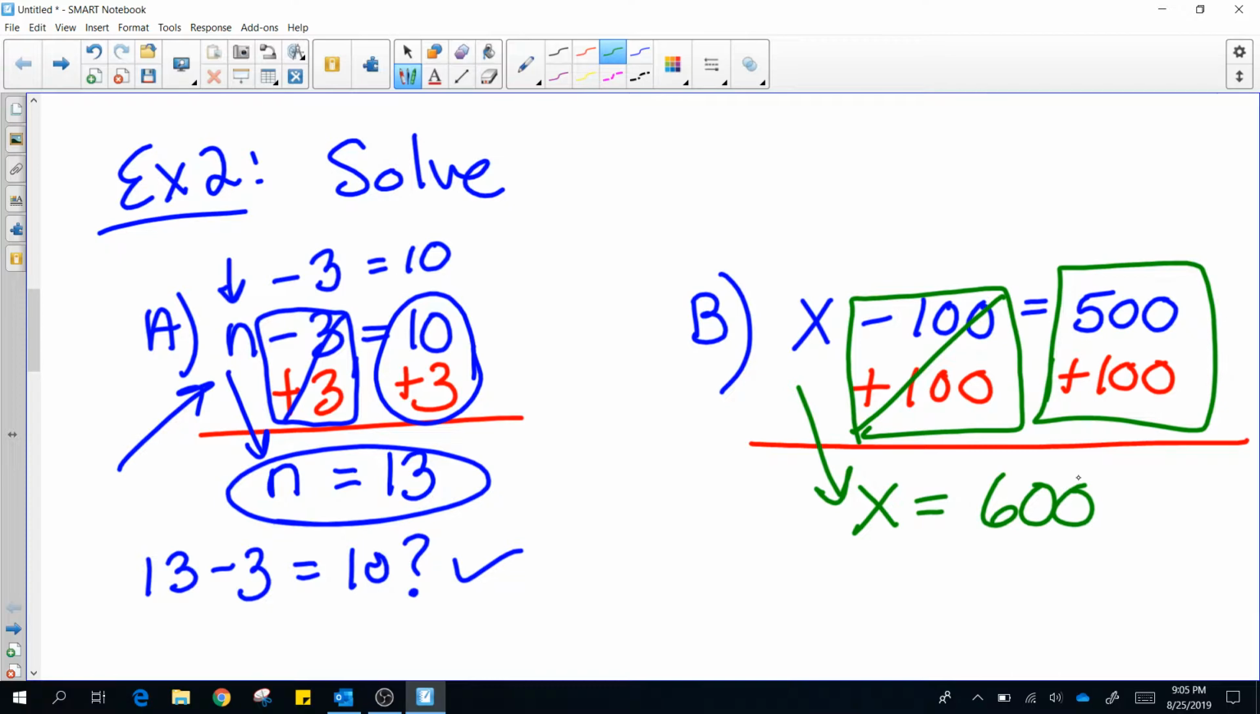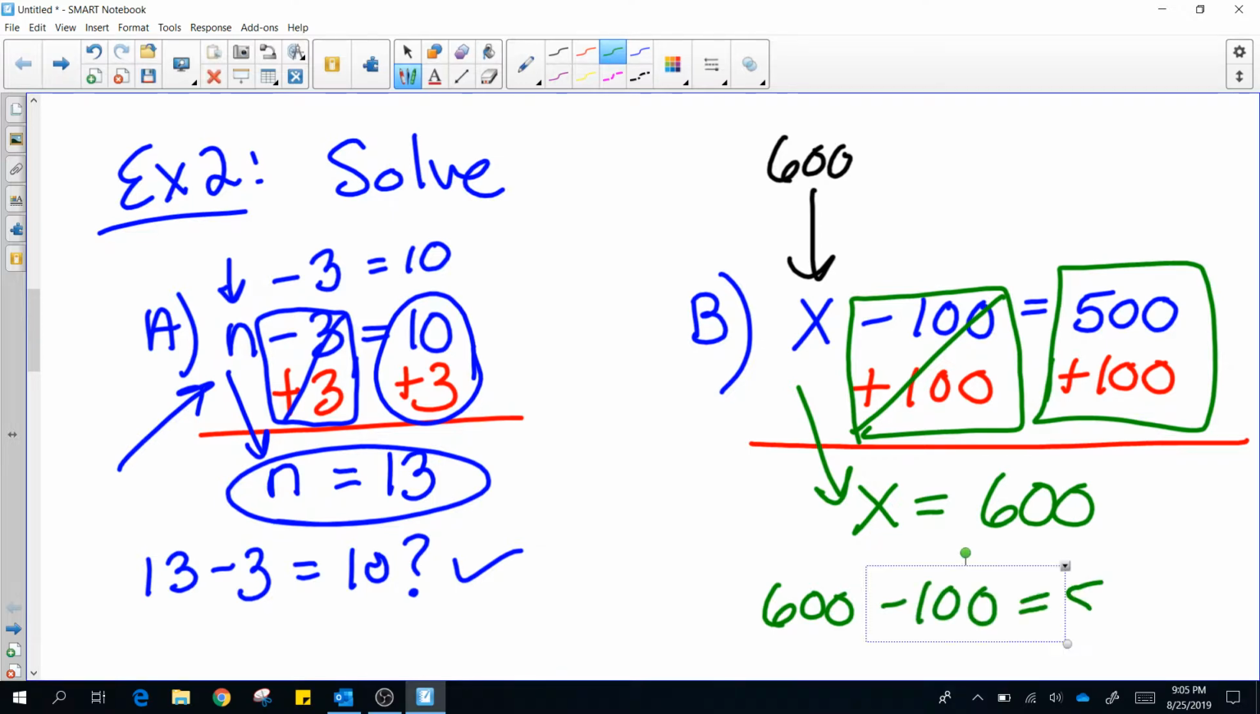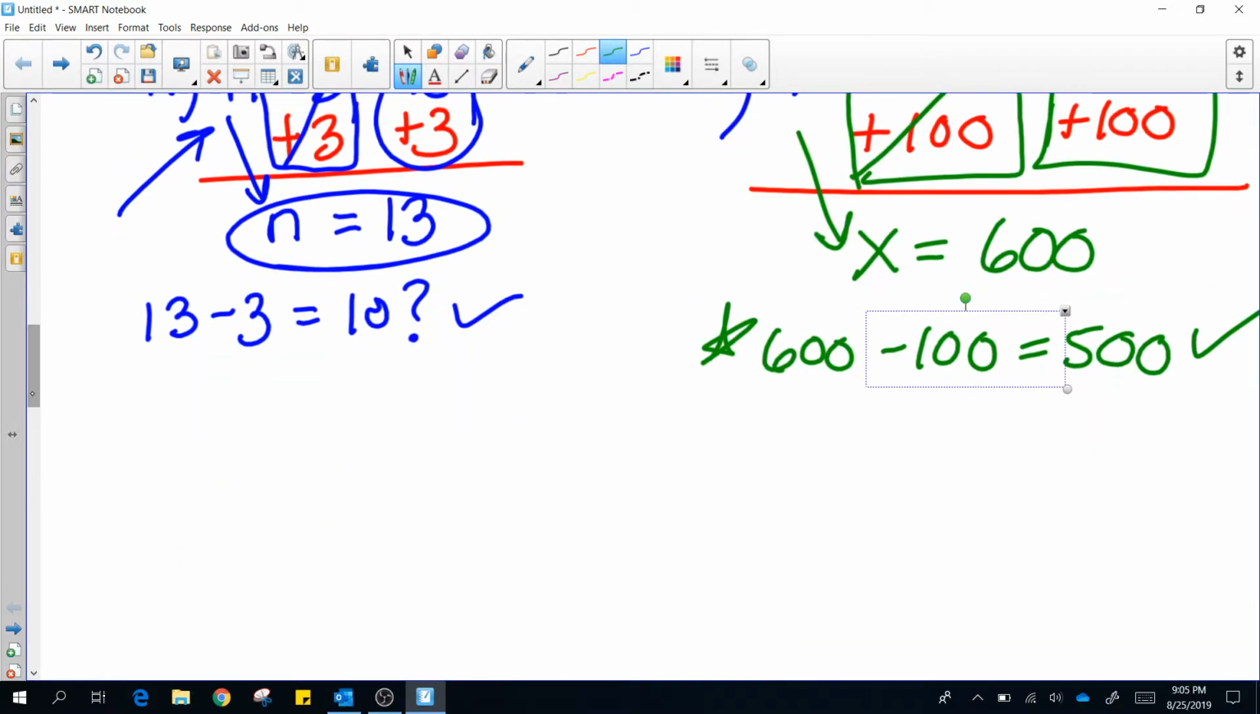Now is that true? So if you substitute in for x, if you take your 600 that you just said is the answer and substitute in, if I subtract 100, will I get 500? Yep, yes I will. Okay, so this right here is just me checking my answer. Okay, let's try another.